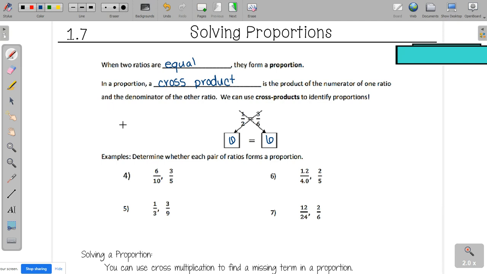So let's cross multiply. 6 times 5 is 30, and 3 times 10 is 30. Since they equal each other, they are proportional. When we cross multiply these, we get 1.2 times 5, which is 6, and then 2 times 4.0, which is 8. These do not equal each other, so it's not proportional.